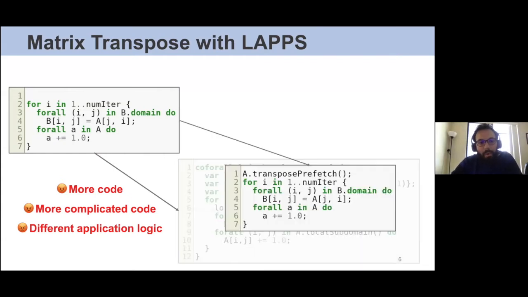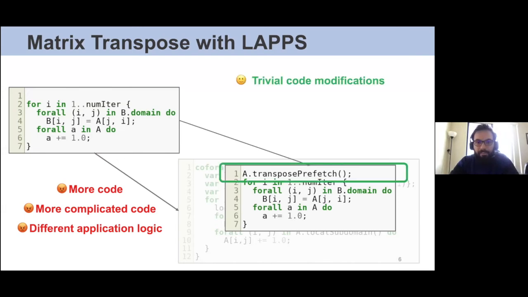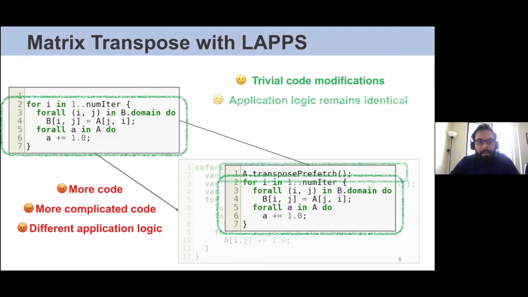What we have here is a single function call, or rather a method call in line 1, that tells the language stack that on distributed array A, we'll be doing some transpose operations. So why don't you just go ahead and prefetch the data to fit the transpose operation? The benefits are obvious if something like this would work. Code modifications are trivial, and more than that, application logic remains identical. So we basically have effective separation of concerns when it comes to application logic and application performance.